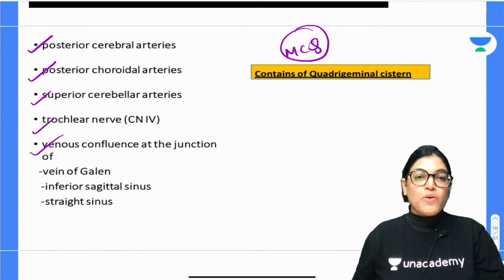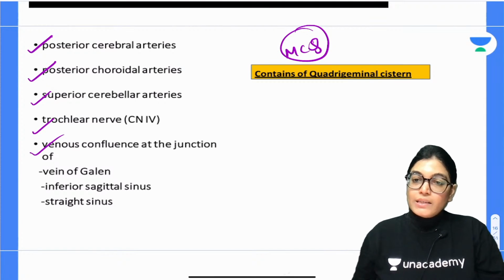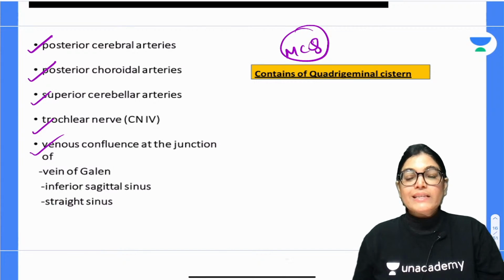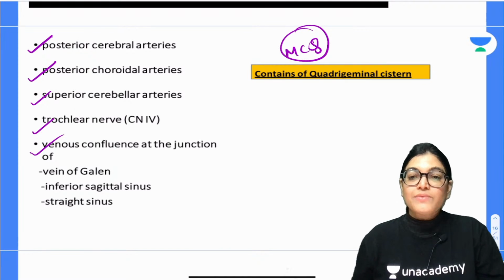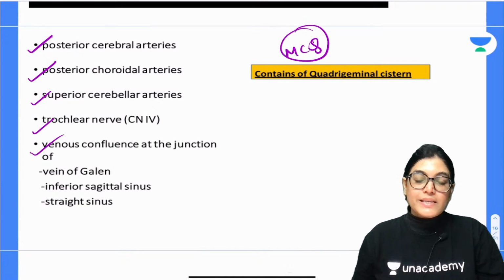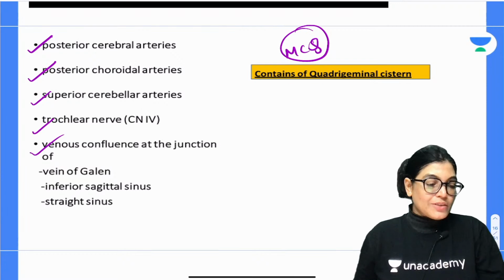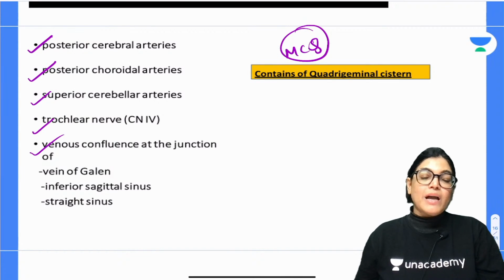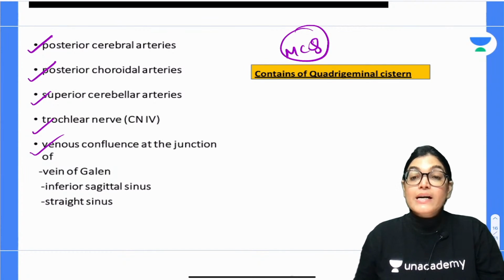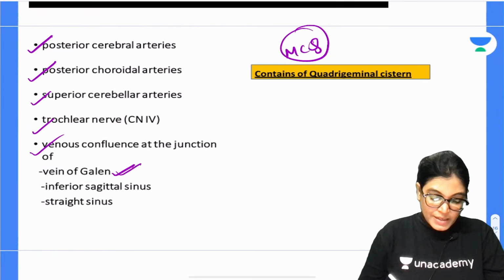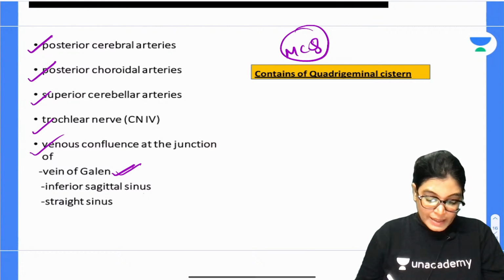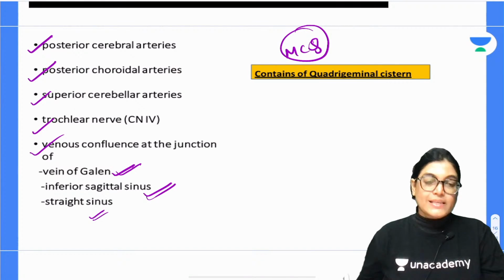This is important for you, that you should learn by heart all the structures located in the quadrigeminal cistern, which is also called the great cerebral vein of Galen cistern, or the ambient cistern. The important structures located are the posterior cerebral artery, posterior choroidal artery, superior cerebellar arteries, trochlear nerve, and the confluence at the junction of sinuses where the great vein of Galen, inferior sagittal sinus and straight sinus are there.